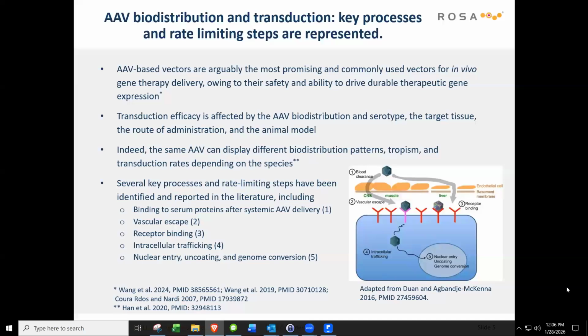In this figure on the bottom right, this picture captures the key processes and the rate limiting steps that have been analyzed in literature, such as binding to serum proteins after systemic AAV delivery, vascular escape, receptor binding, intracellular trafficking, nuclear entry, uncoating, and genome conversion that happens inside the nucleus of the cells.